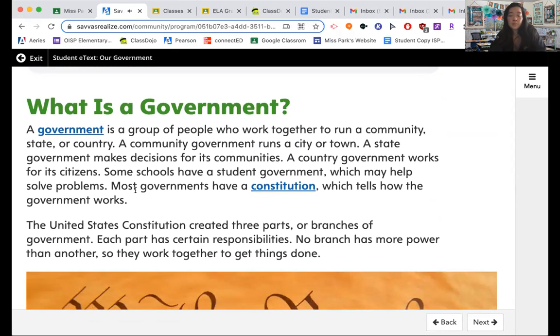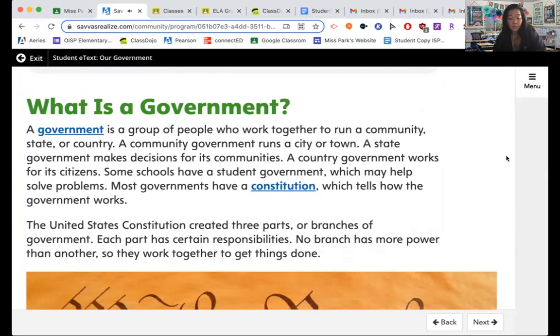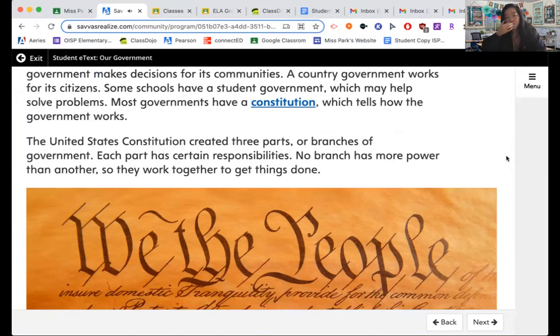What is a government? A government is a group of people who work together to run a community, state, or country. A community government runs a city or town. A state government makes decisions for its communities. A country government works for its citizens. Some schools have a student government, which may help solve problems. Most governments have a constitution, which tells how the government works. The United States Constitution created 3 parts or branches of government. Each part has certain responsibilities. No branch has more power than another, so they work together to get things done.